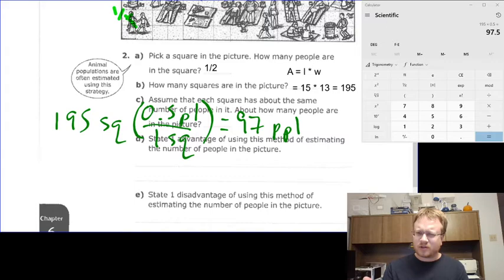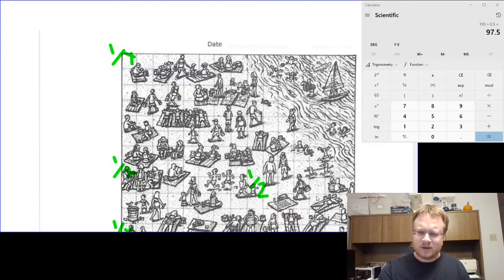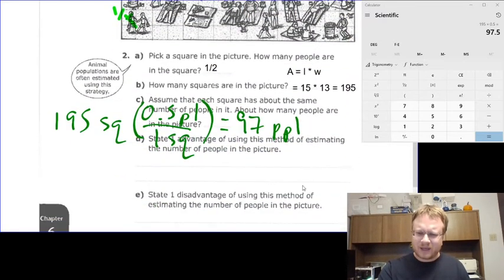This is the same picture as last time. Remember, we estimated there was, well, let's double check. Last time we estimated 84 people, and we counted 85. In this case, we're off by a little bit. We're at 97. We're a little bit higher, but it's still pretty reasonable.